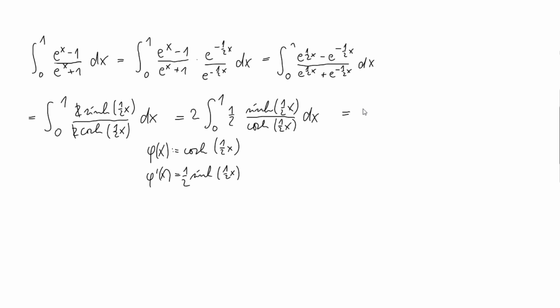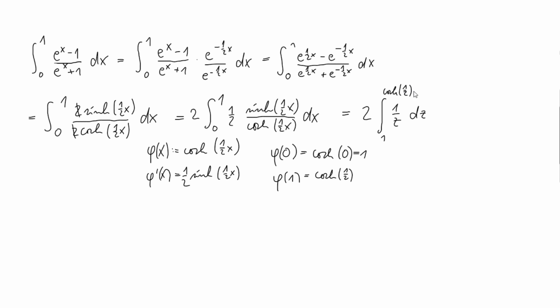So now if we substitute, we of course then only have 1 over z dz, but we also need to change the boundaries. So we need to compute those, and we have phi of 0 equals cosh of 0, which is just 1. So lower boundary is 1, and then phi of 1 is cosh(1/2). So we can't simplify that and just put it in the upper boundary, cosh(1/2).